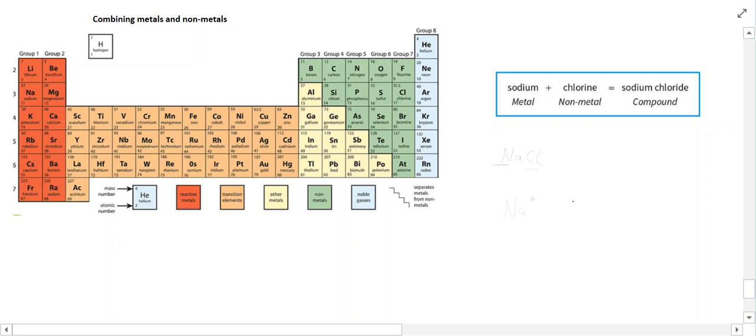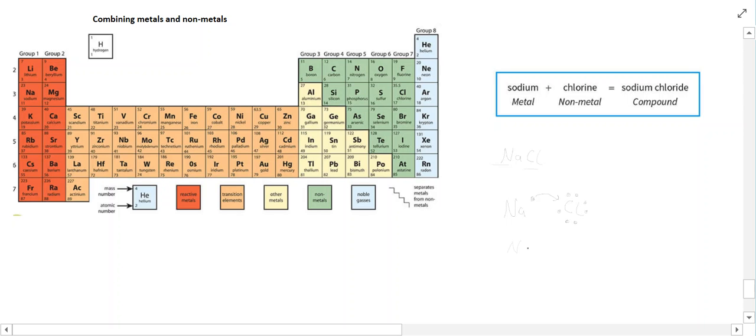And then if we think about chlorine, remember if we look here, it's a group 7 element. So that means it has 7 electrons in its outer shell. So again, we can just represent the electrons with circles. So we've 1, 2, 3, 4, 5, 6, and then 7. So sodium wants to lose one electron and chlorine wants to gain an electron. So what's going to happen is sodium will lose this electron and chlorine will gain it.